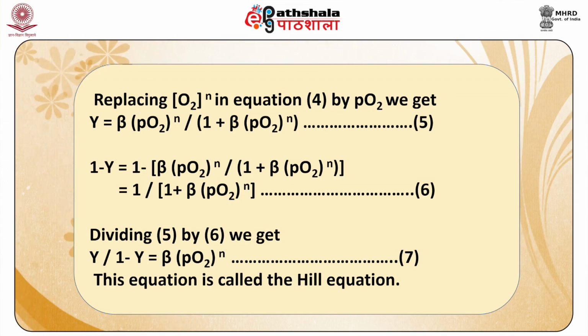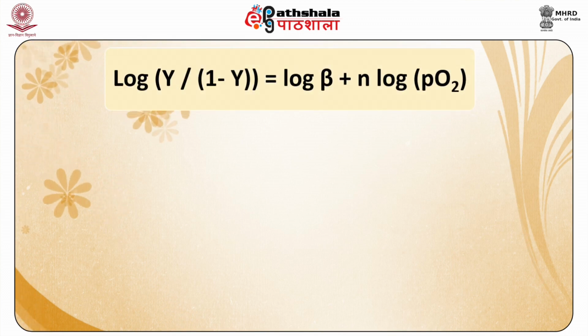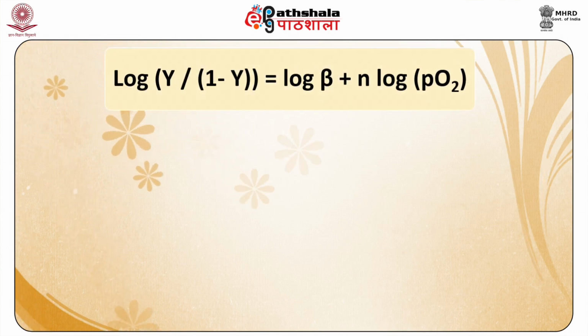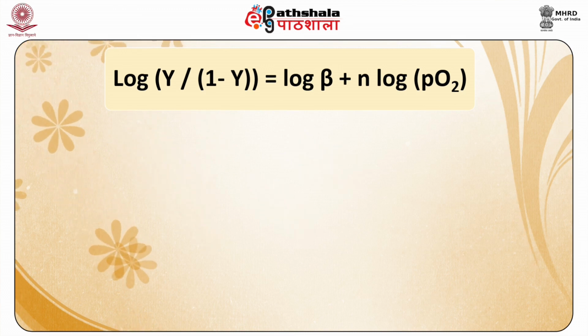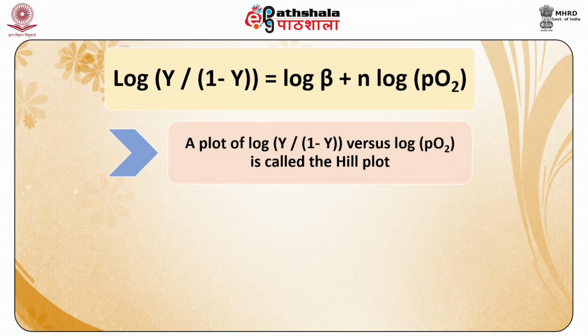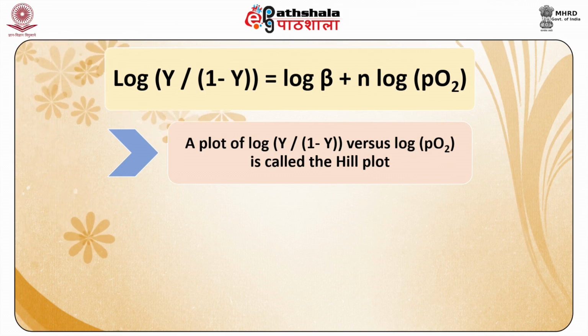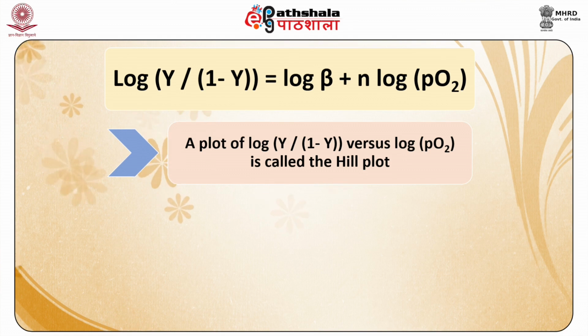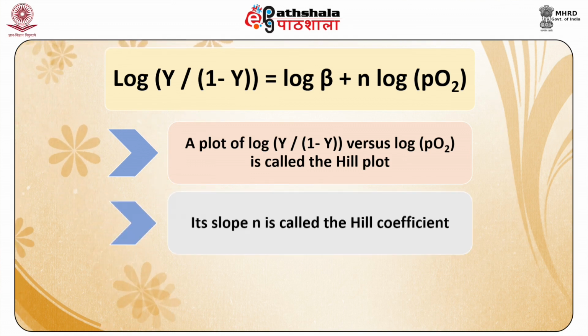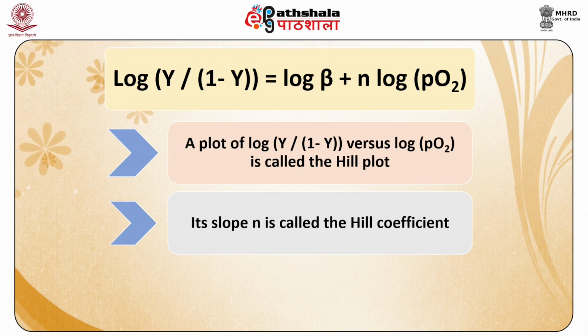Dividing Y and 1 minus Y, we get Y divided by 1 minus Y is equal to beta PO2 to the power n. This equation is called the Hill equation. Taking log of both the sides, we end up getting log Y divided by 1 minus Y is equal to log beta plus n log PO2. A plot of log Y by 1 minus Y versus log PO2 is called the Hill plot. Its slope n is called the Hill coefficient.